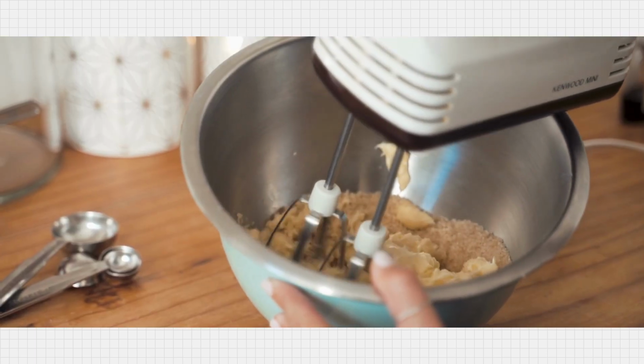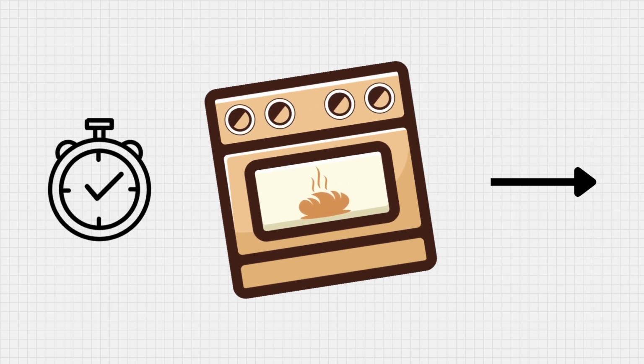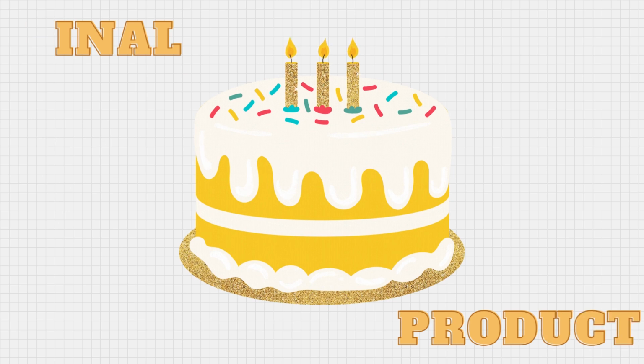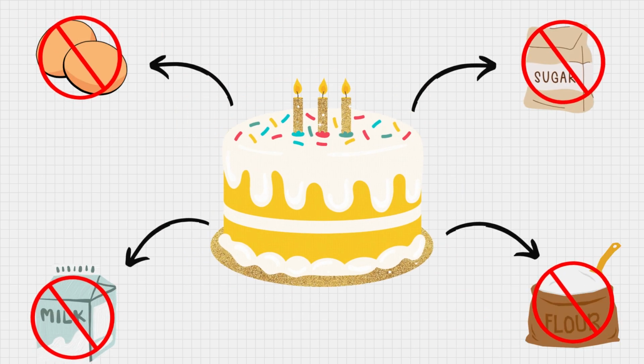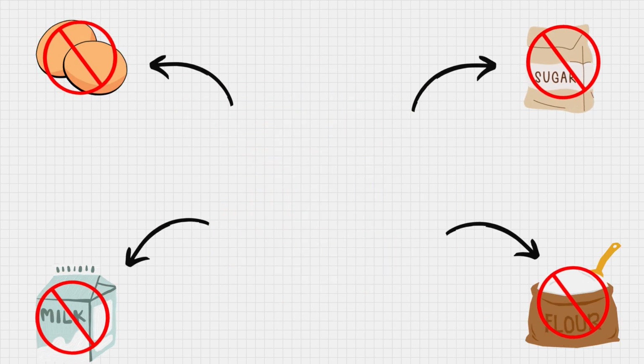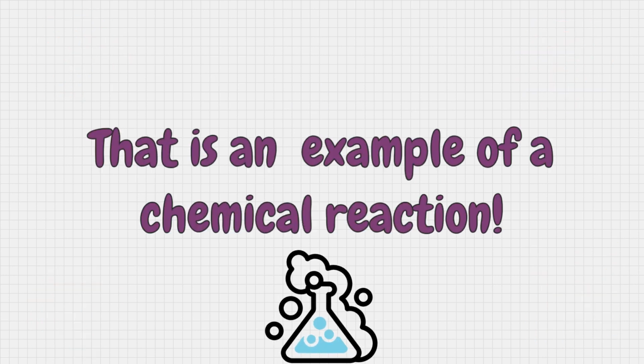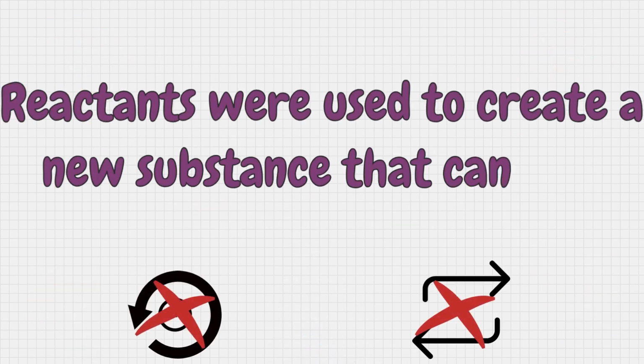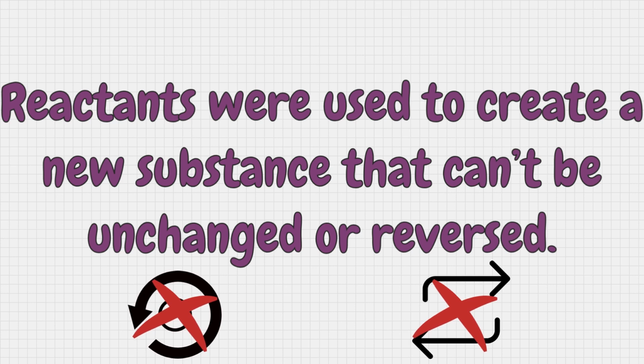Once you mix everything together, you place everything inside the oven. A cake is formed, which is a final product. You aren't able to remove the ingredients that you use once the final product is made. That is an example of a chemical reaction. Reactants were used to create a new substance that can't be unchanged or reversed.